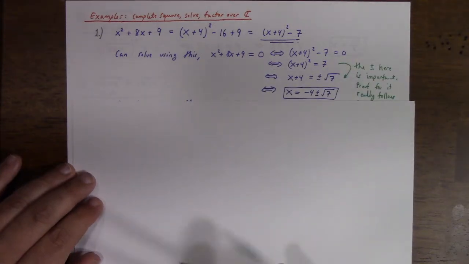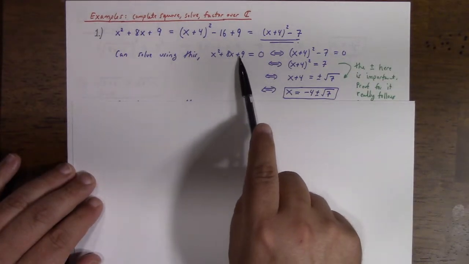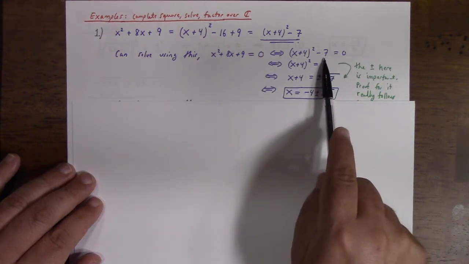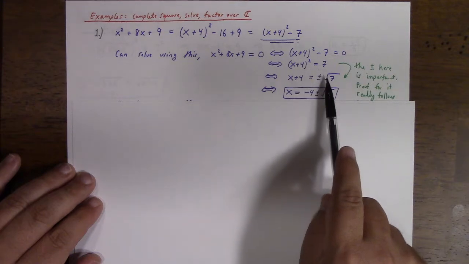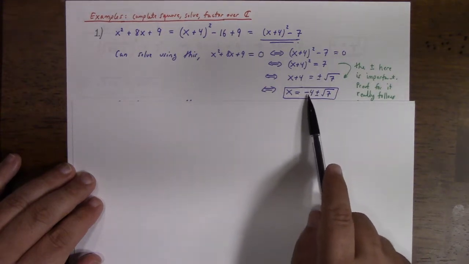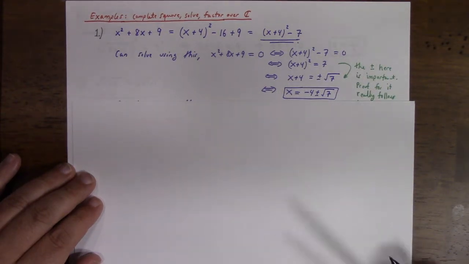Here's one way you could solve that. So this equal to 0 is that equal to 0. Isolate the square, take the square root of both sides. When we do that, we have to put plus minus in. And that gives me x equals minus 4 plus or minus root 7.